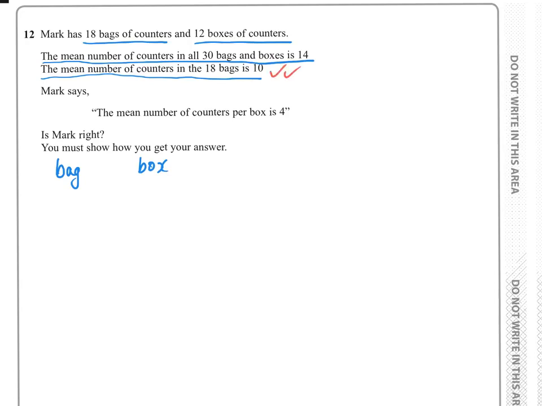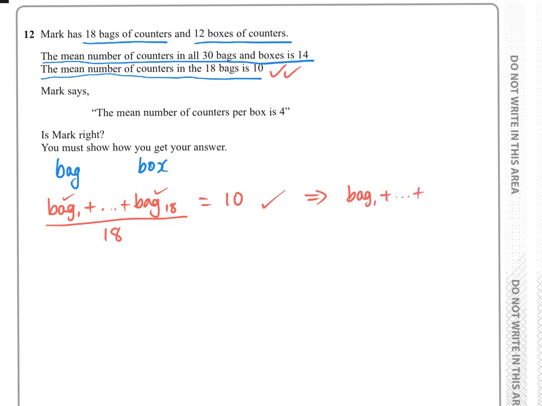That if we look at the 18 bags, so bag 1 up to bag 18, that's the counters in those bags. If we divided that by 18, it says the mean is 10. So we have all the counters in each of the bags up to bag number 18, divide that by 18 to find the mean, and that's 10. Well, that would mean that the counters in bag 1 added up to and including bag 18 would have to be 18 times 10, which is 180.